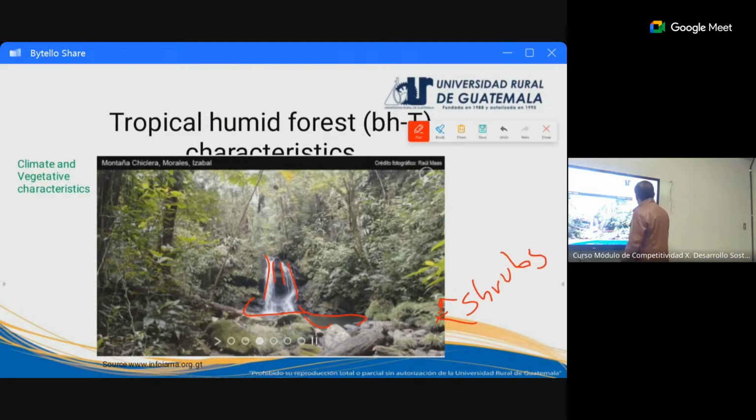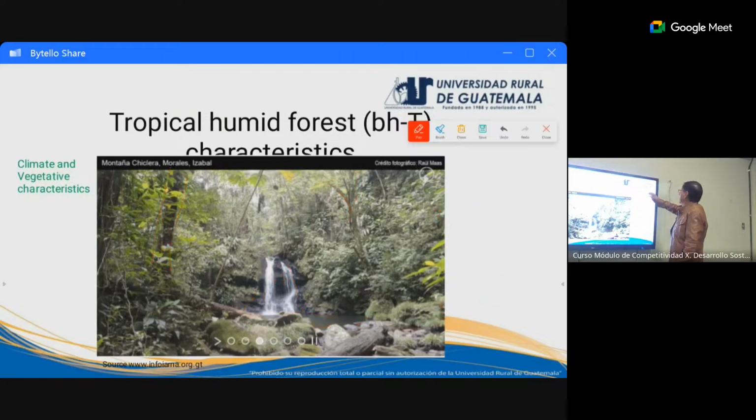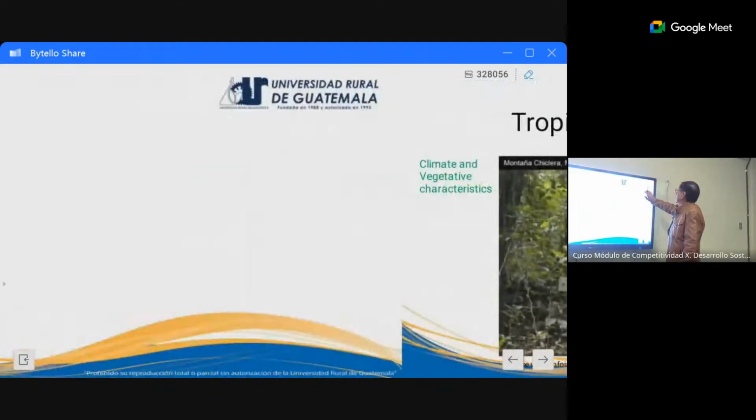Maybe we also have bushes here, and big trees like this one here. That is a big tree. Also here, another big tree. So all of these characteristics are increasing while we are checking this type of climates here in our country.